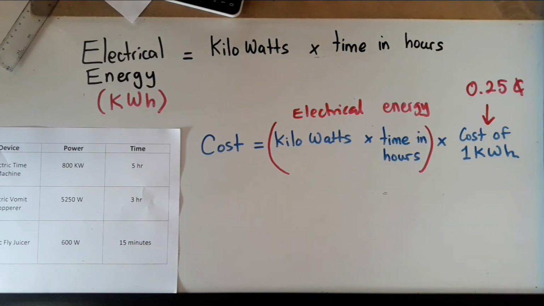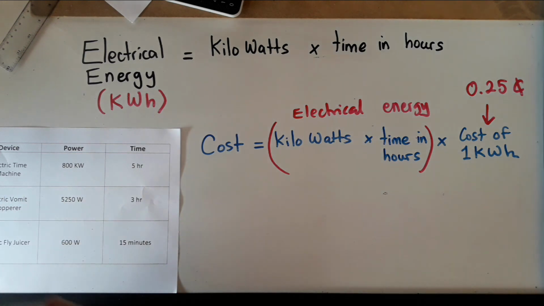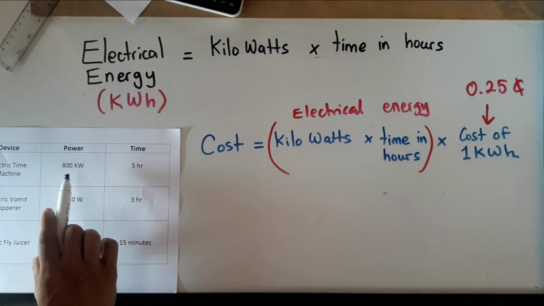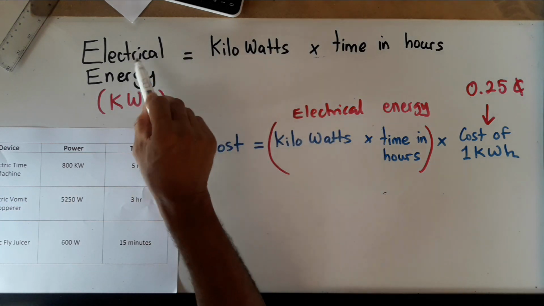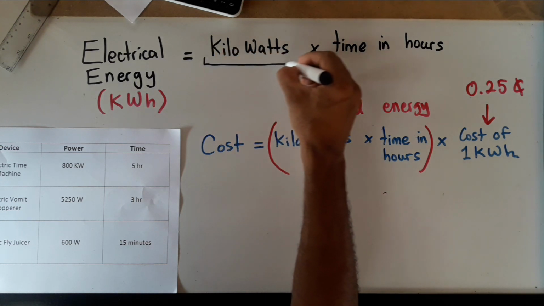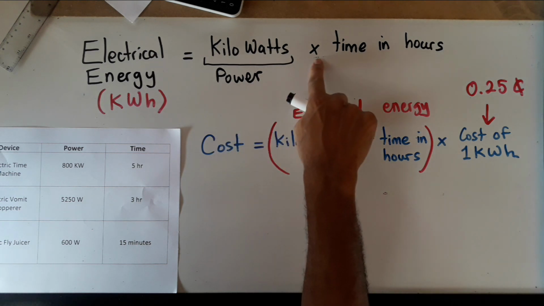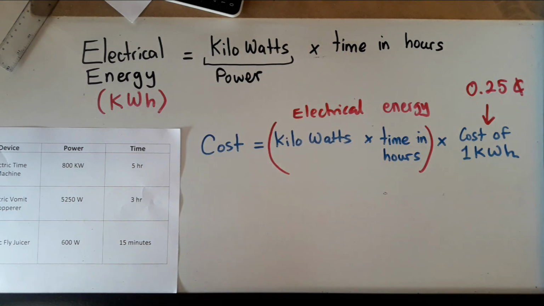In each case, we want to calculate the cost of using these devices here. I think the only one that doesn't have a trick here is the first one. So let's go through it. In the first one, we have an electric time machine. And the power it uses is, well, remember this formula for electrical energy. Electrical energy is the kilowatts. Believe it or not, kilowatts is the power. So you're already taking the power and multiplying by the time in hours. But the power has to be in kilowatts.